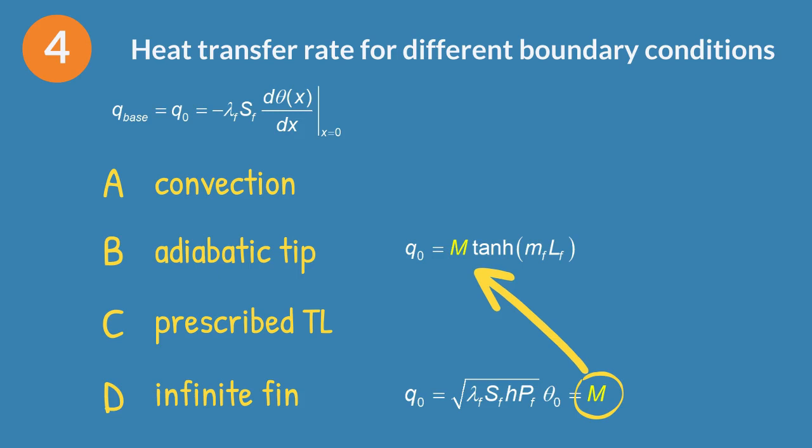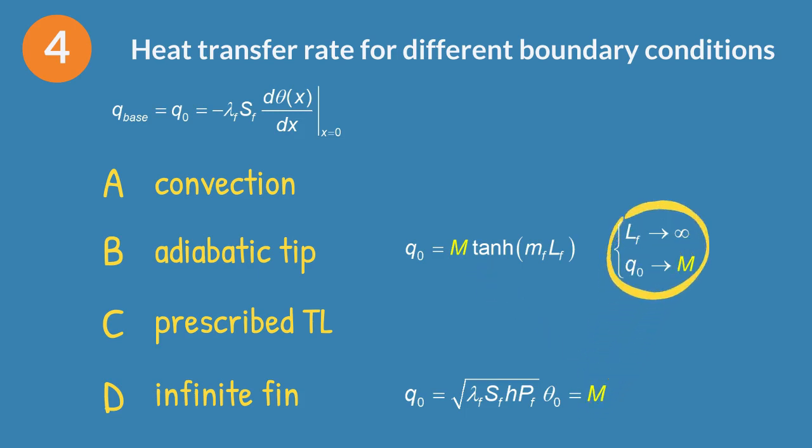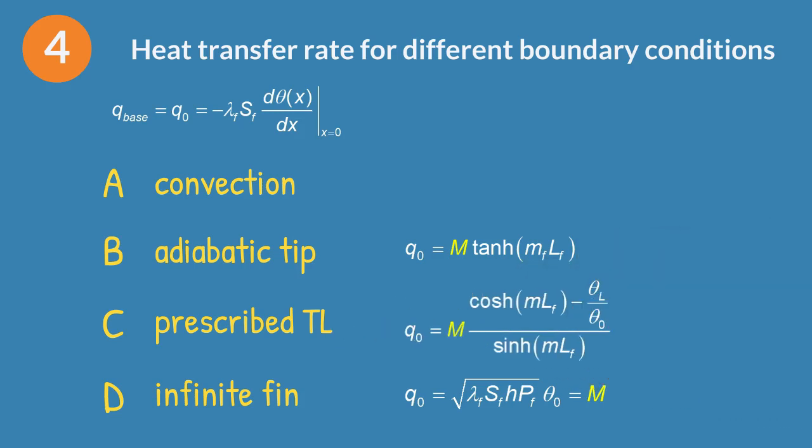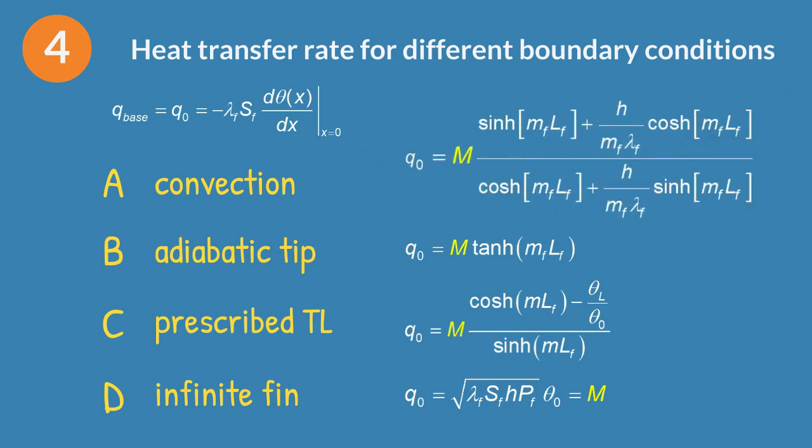For case B, the hyperbolic tangent approaches 1 as L_f approaches infinity, and Q_0 tends to M. For case C, the heat transfer rate for x equal to 0 depends on the temperature at the tip. The most complex expression is the one for case A, the tip with convection at the tip.